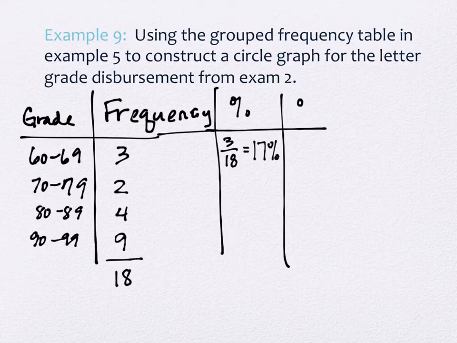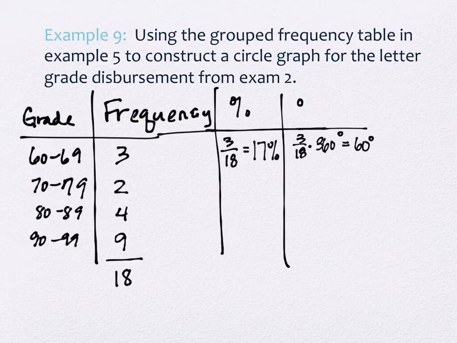17%. And if you do that same 3 over 18, and instead of wanting the percent, you want the number of degrees, you multiply it by 360. So the same 3 over 18, but now we're going to multiply by 360. What do you get? It's 60. And we're going to do this for each of our 4 values.